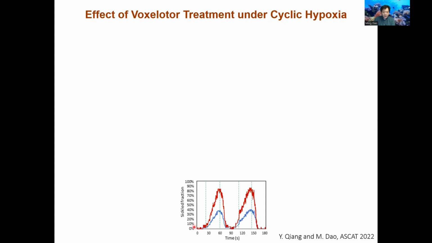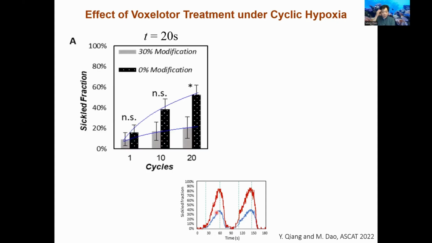So this is with and without drug treatment. This is a schematic showing that with drug treatment, you will see the sickle fraction will go down versus time. So this is the results, sickle fraction versus number of cycles. 30% modification is the drug dosage achievable in vivo in the human body. And this is actually an FDA-approved drug.